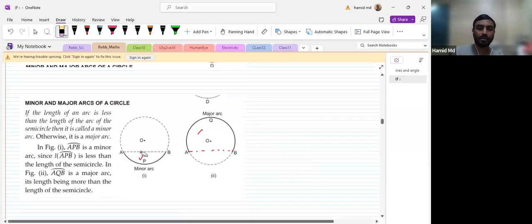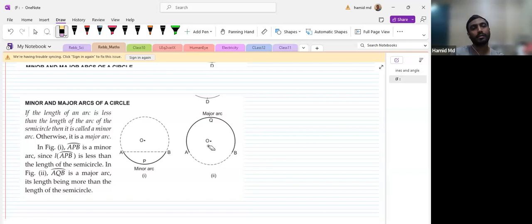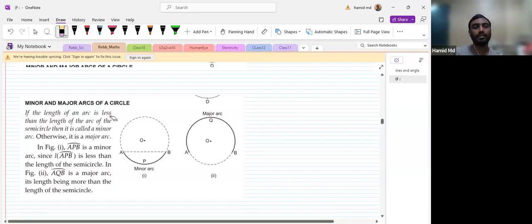Okay. So this is the semicircle definition. This is the minor sector and major sector, minor arc and major arc, right? The major arc has more area than the minor arc. In terms of length, if the length of an arc is less than that of the semicircle, then it is called the minor arc. The small arc and the area enclosed by it is the minor arc. The large arc and the area covered by it will be the major arc.